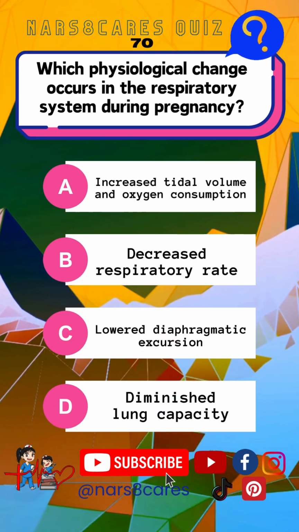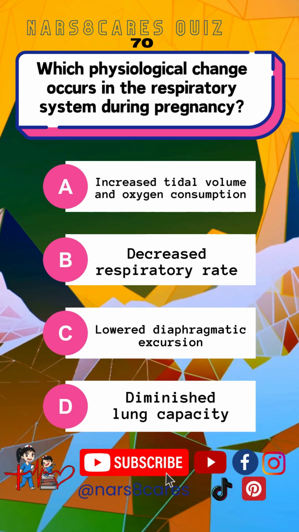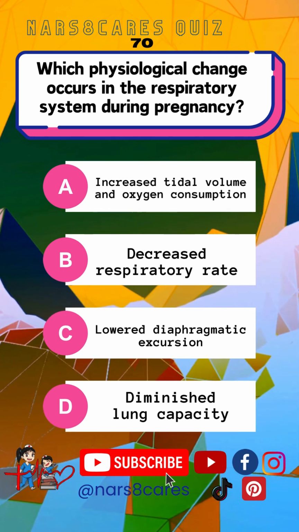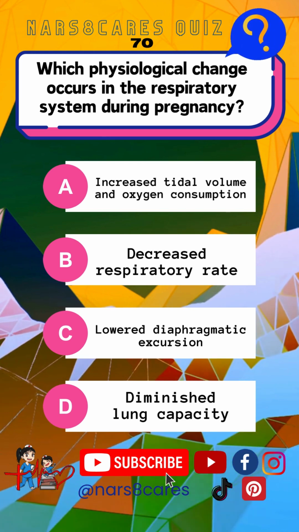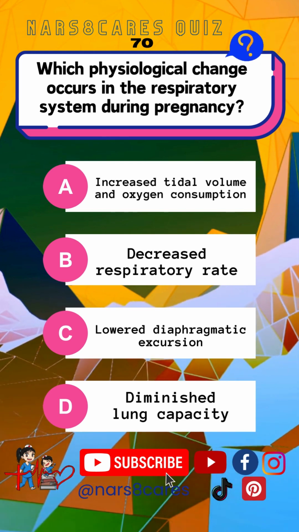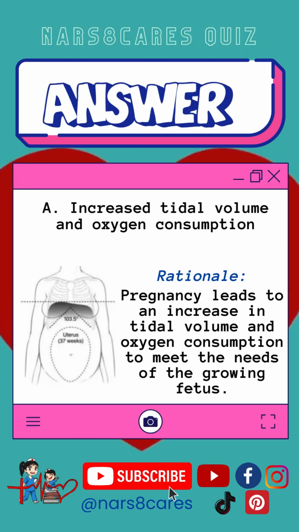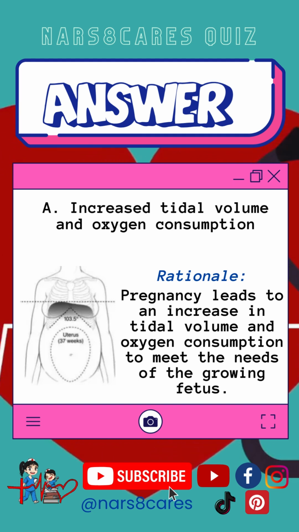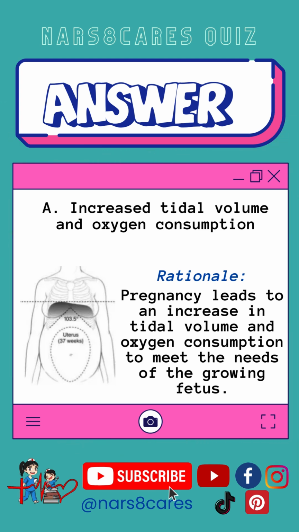70. Which physiological change occurs in the respiratory system during pregnancy? A. Increased tidal volume and oxygen consumption. B. Decreased respiratory rate. C. Lowered diaphragmatic excursion. D. Diminished lung capacity. Answer: increased tidal volume and oxygen consumption. Rationale: pregnancy leads to an increase in tidal volume and oxygen consumption to meet the needs of the growing fetus.